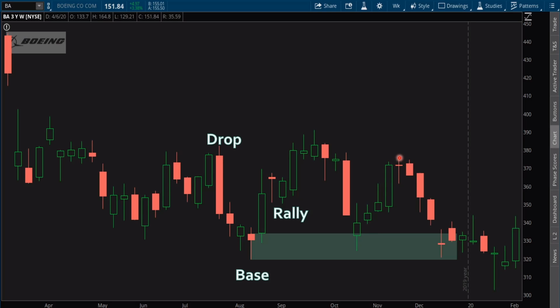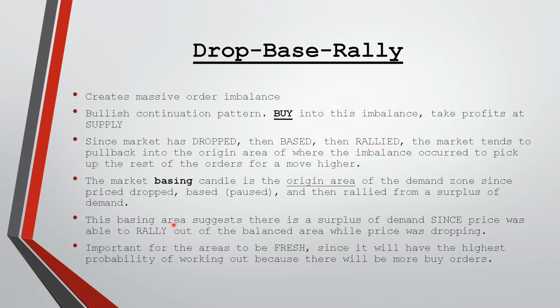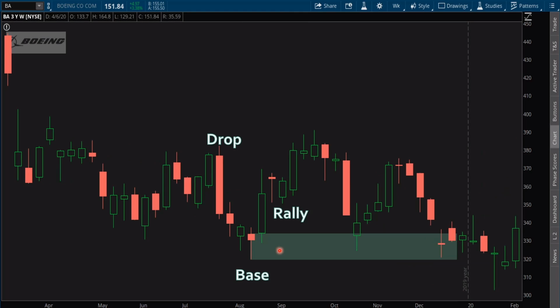Now this is why it's important for you to understand the concept of fresh levels and areas that are untested. Like I said, areas that are fresh and untested will have the highest probability of working out because there will be more buy orders sitting there. So we have our demand zone. Look what happens the first time we tested this level. We had a nice reaction. Now look at the second time.